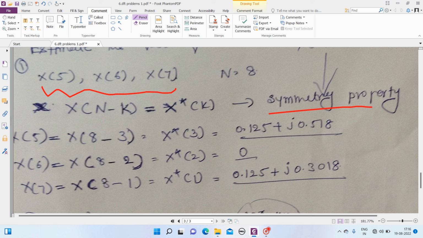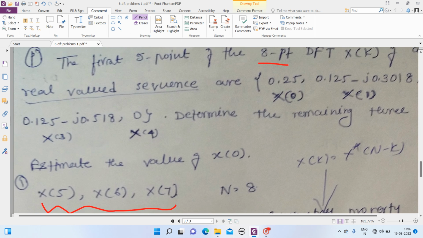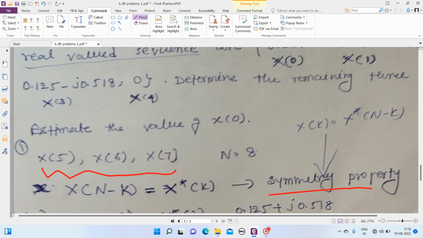Okay, so what is that property? Symmetric property. This is the symmetric property. X of k is equal to, what is this? It indicates complex conjugate, right? You know what that complex conjugate is, right?